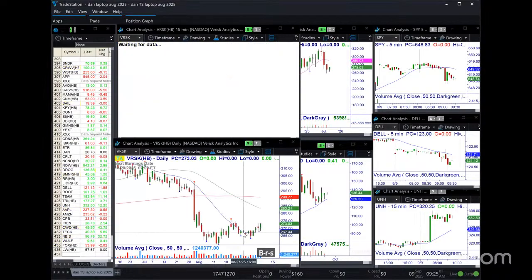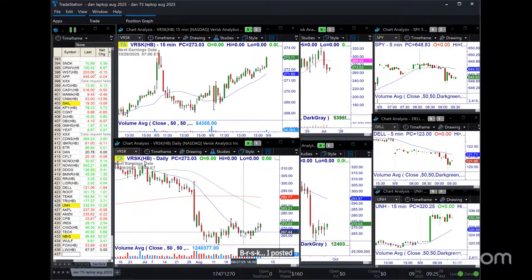VRSK, I posted as a directional. This is just a big old W bottom. 273. $73. Done. Look at this thing I saw ripping here.